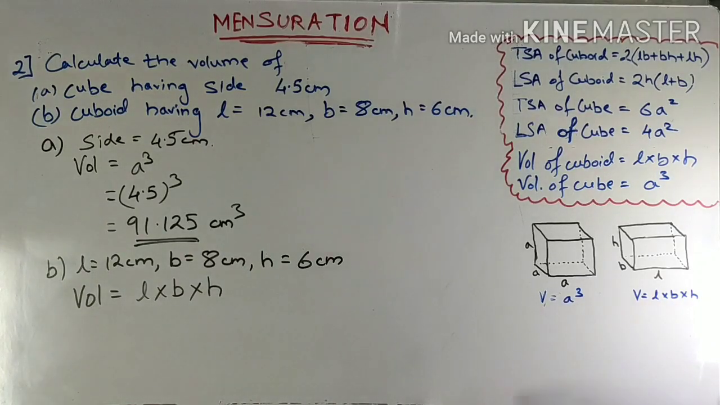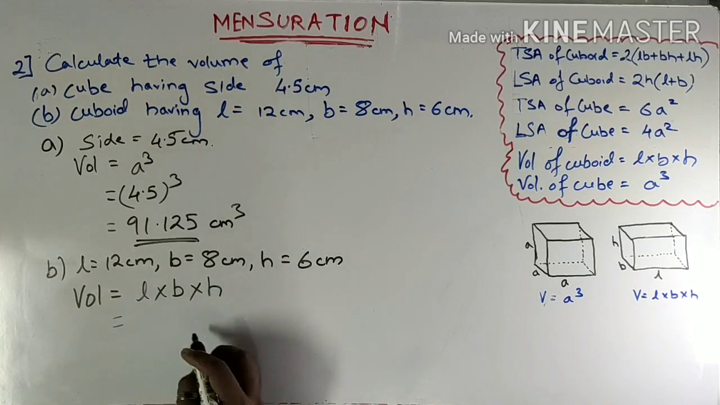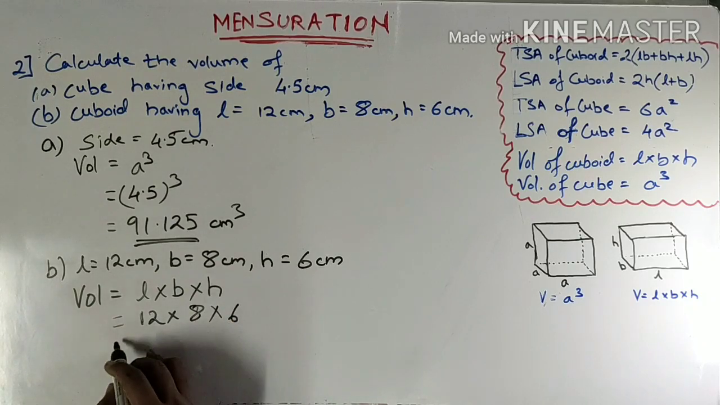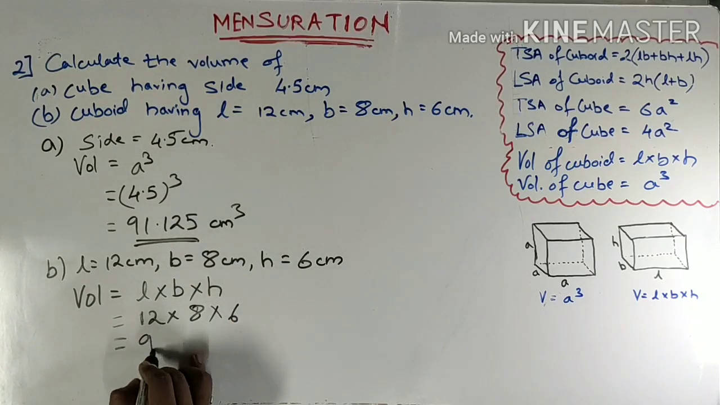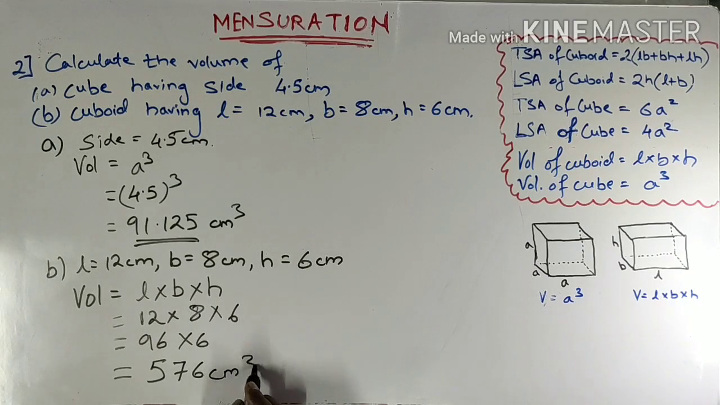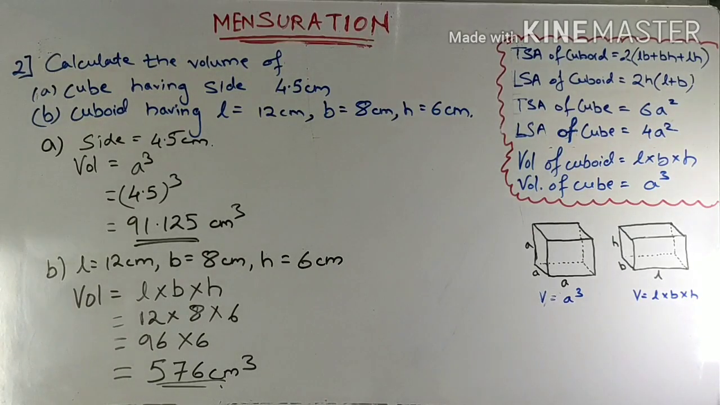Okay, so let's substitute: 12 into 8 into 6, that gives me 96 into 6, and eventually gives me 576 centimeter cube. So a very simple problem. You need to understand the derivation of the formula, or understand the reason behind the formula, so you don't have to learn the formula by heart. Let's move on to the next question.